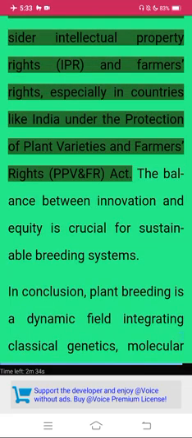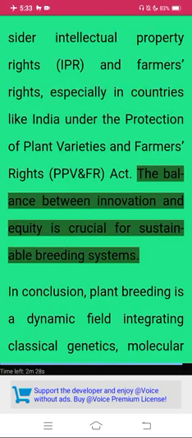Plant breeders must also consider intellectual property rights (IPR) and farmers' rights, especially in countries like India under the Protection of Plant Varieties and Farmers' Rights (PPV and FR Act). The balance between innovation and equity is crucial for sustainable breeding systems.